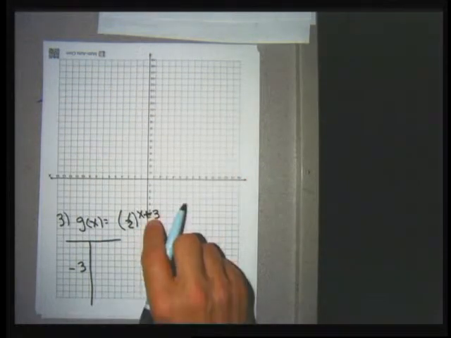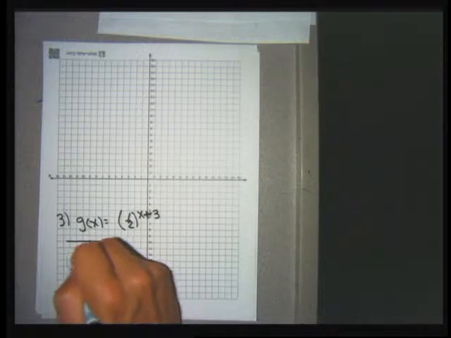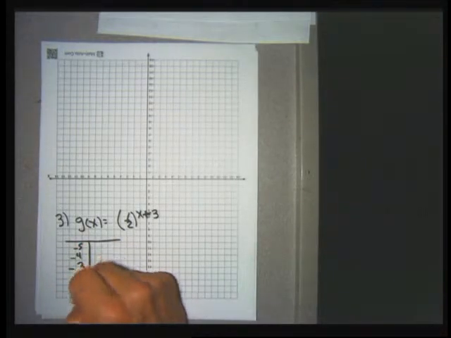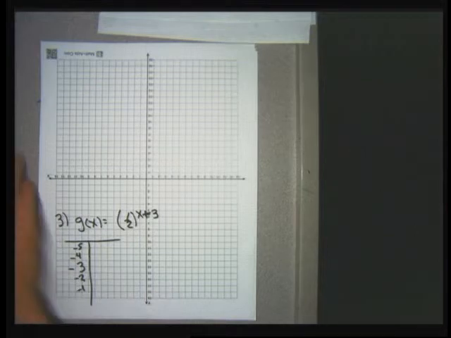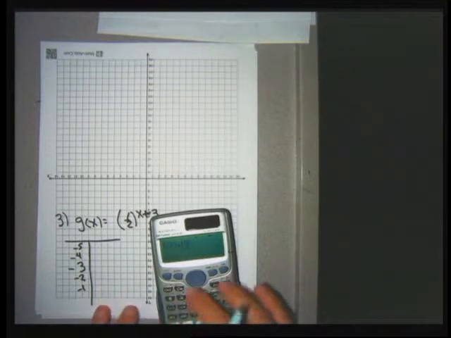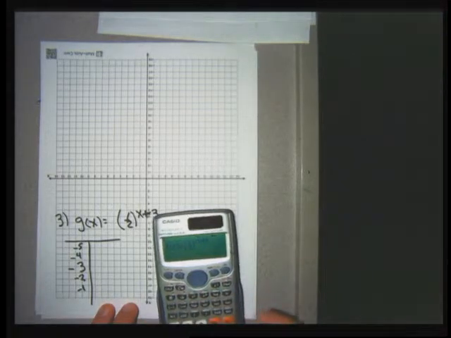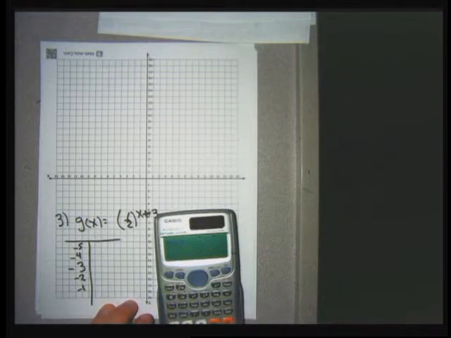I looked at the sign in the exponent, with the number being a positive 3, so I changed its sign and threw it in the middle of my x column. That would be the table I'll use. Should be able to enter this just like this. So mode 7, parentheses, fraction 1 half, parentheses, exponent, alpha x plus 3, and then start at negative 5, end at negative 1, step 1.